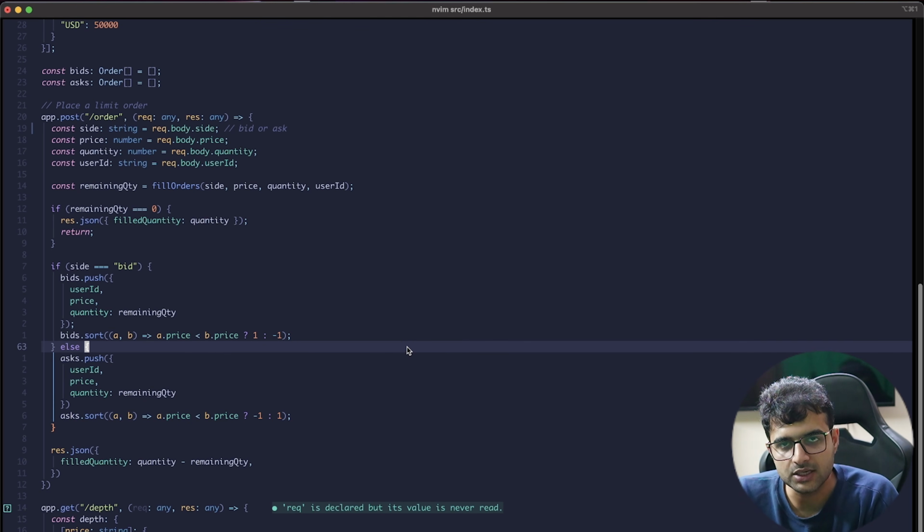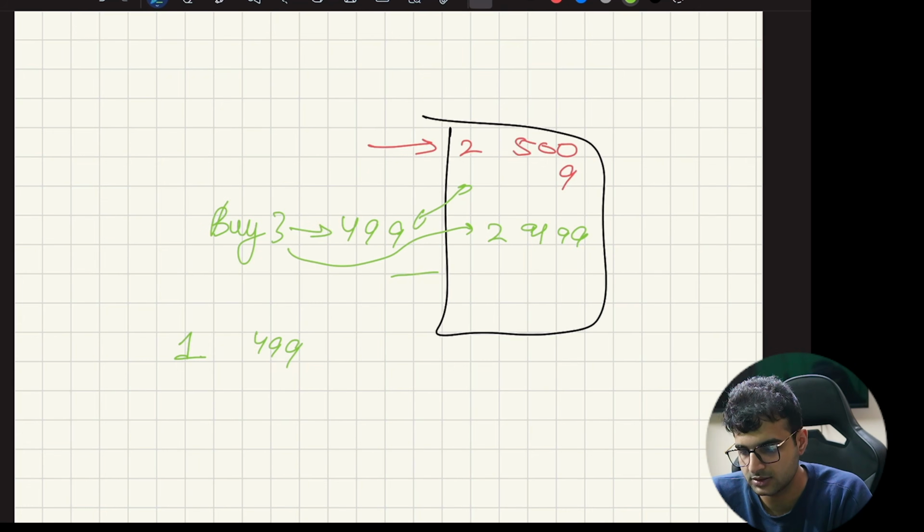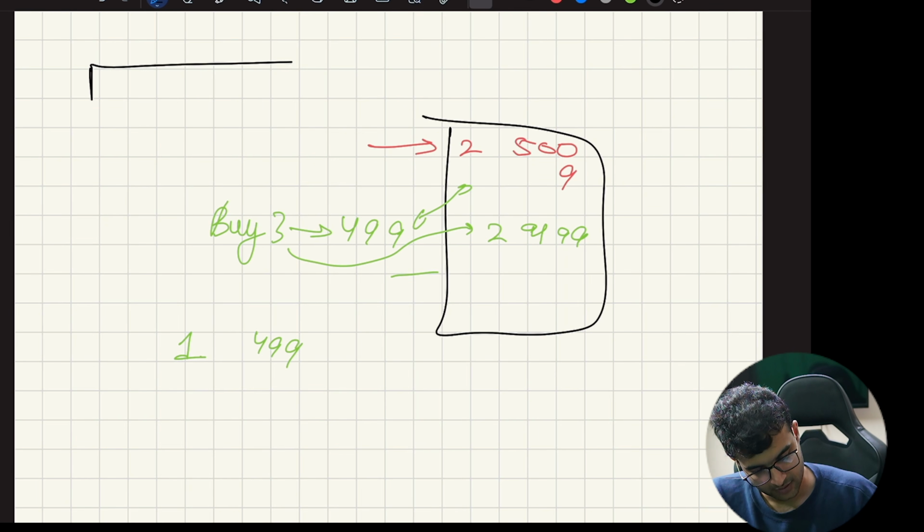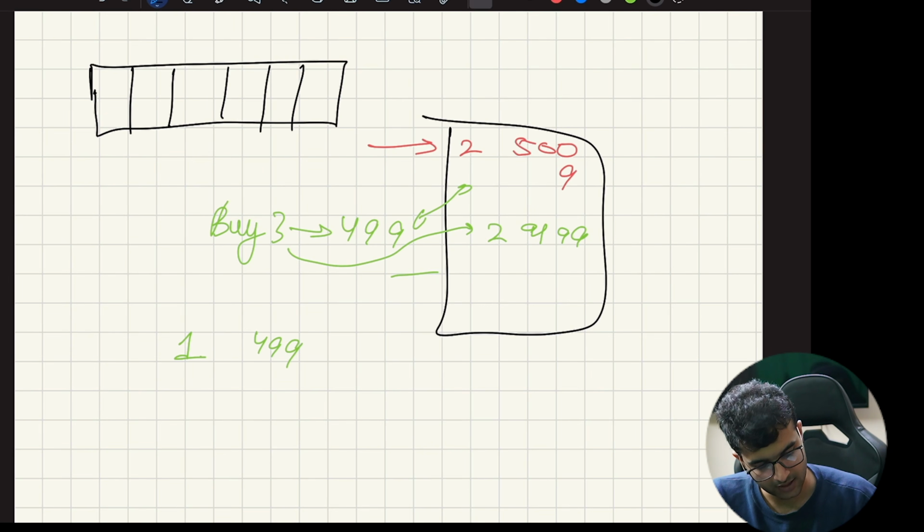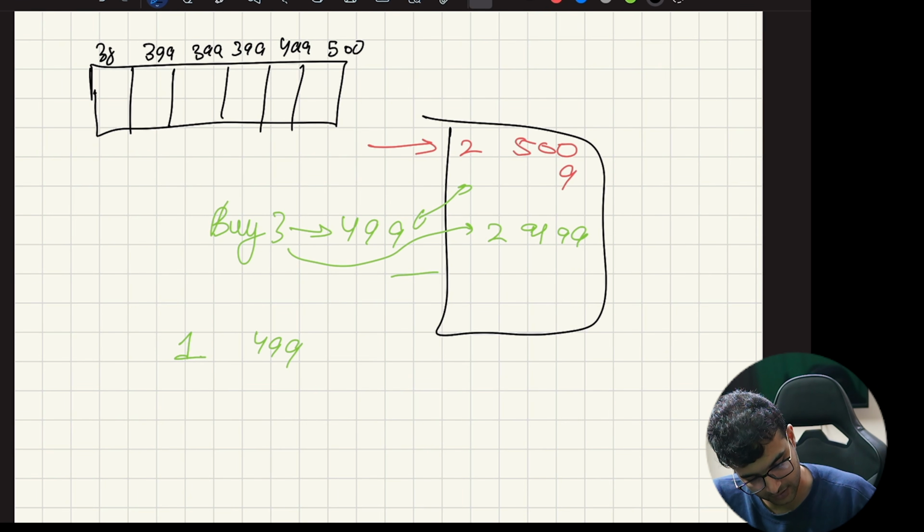Eventually we have to match orders. So whenever we're matching orders, I want the bids to be sorted a certain way and the asks to be sorted a certain way. Basically, I want to make sure that the bids array is finally sorted by price. The maximum that someone is willing to pay should be here: 500, 499, 399, 399, 399, 398. Why are these repeated?